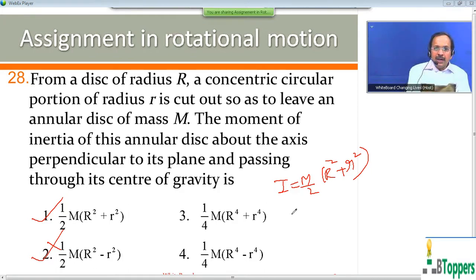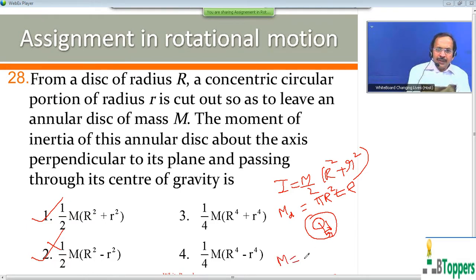So the mass of the original disk without any cut is denoted by, suppose, M_D. You can write it as volume of the disk into density. Volume of the disk you can write as pi R square into thickness t, times the density rho. So now the given disk has a small cut of radius small r.